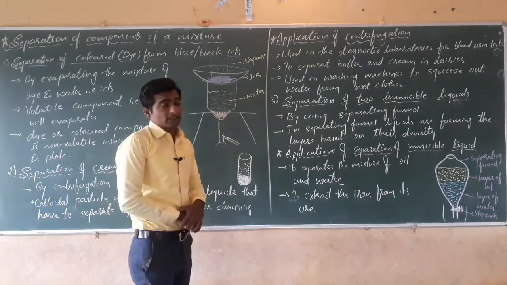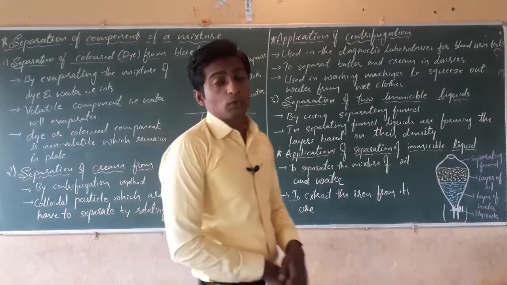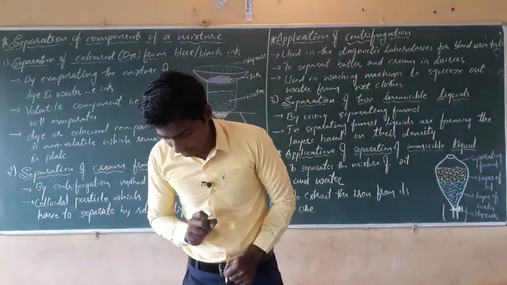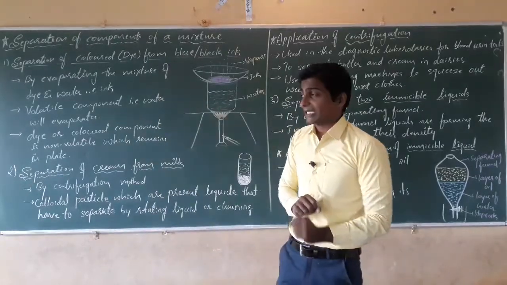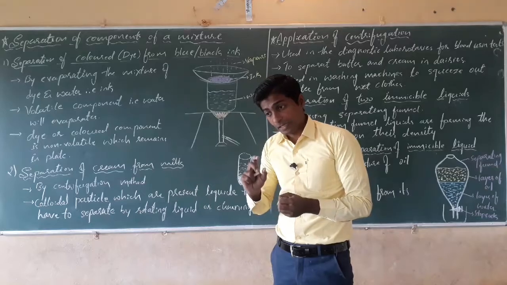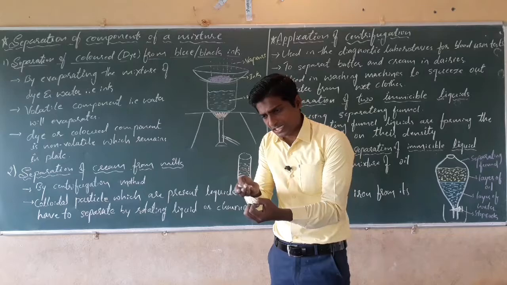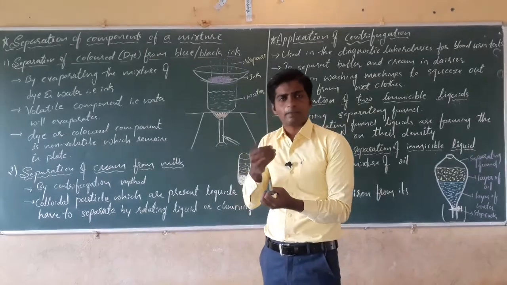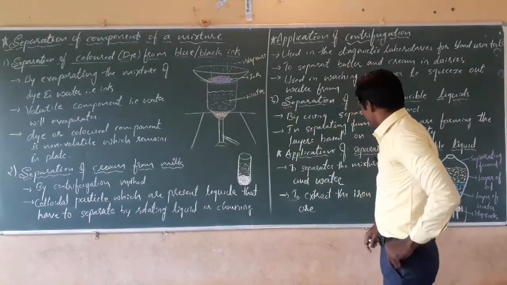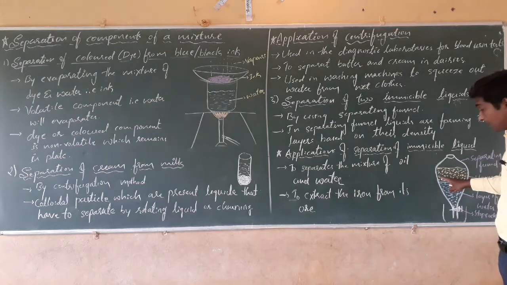Next, dear students, another separation method. If two immiscible liquids, for example oil and water, get mixed, what will you do? Is it possible by evaporation? Sometimes the evaporation method also fails. The more volatile liquid may form the bottom layer, which you can't separate by evaporation. At that time, you will go for separation by a separating funnel.